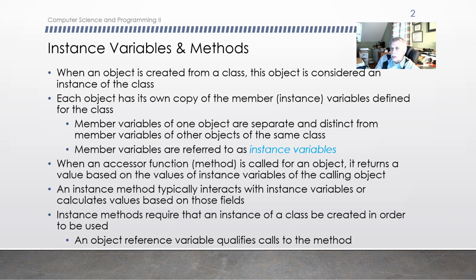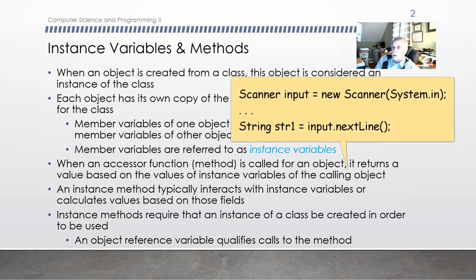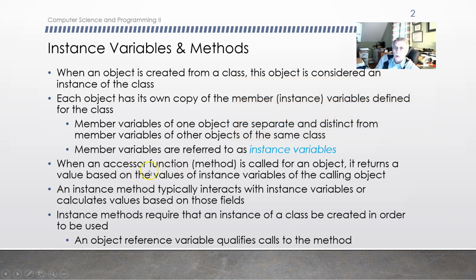So remember, when we created something with scanner, we maybe created something called input or keyboard. And input or keyboard would be the name of the reference variable associated with the scanner object. We then used input or keyboard, whatever name we gave to the reference variable, to qualify the call to methods such as nextInt or nextLine. That's what we're talking about here. We would be invoking such a function or method using a reference variable to qualify the call, to say which object is making the call or which object is involved in the invocation of the function.